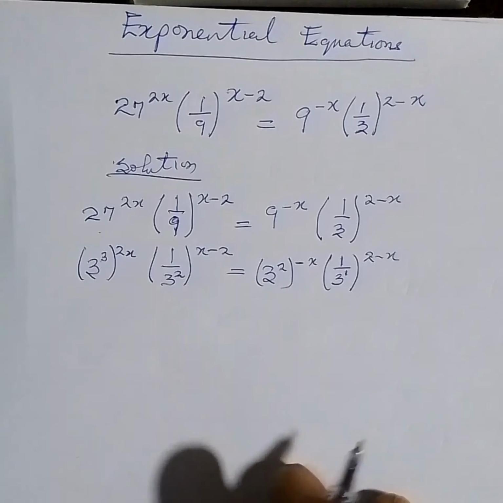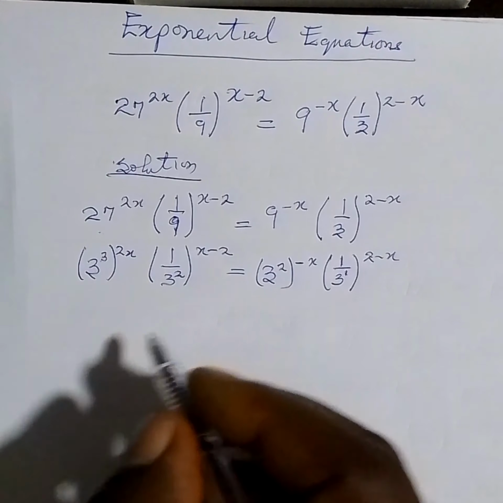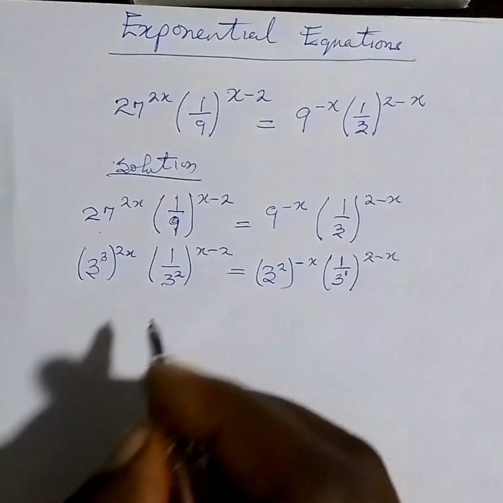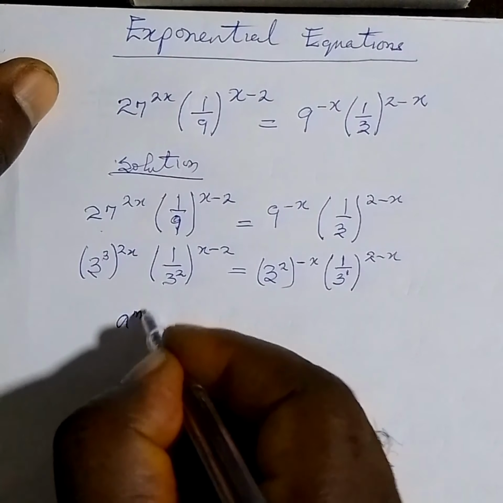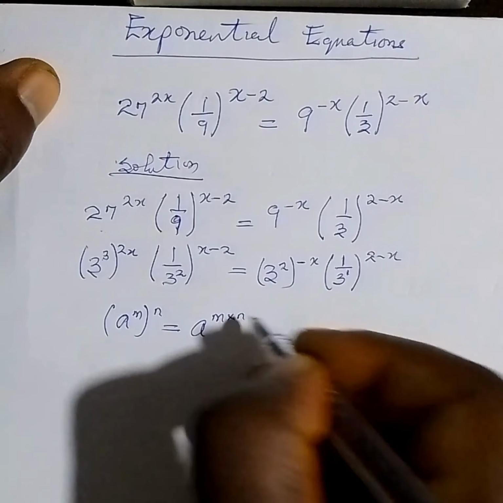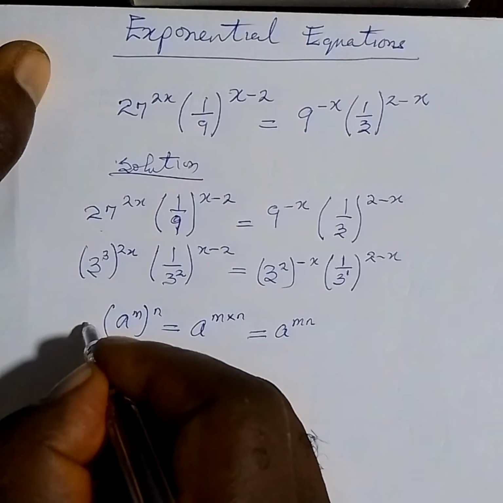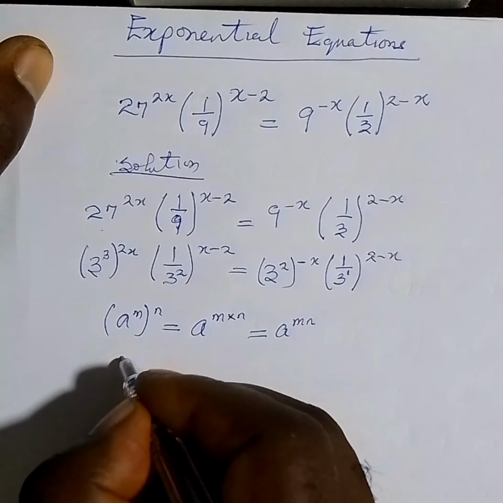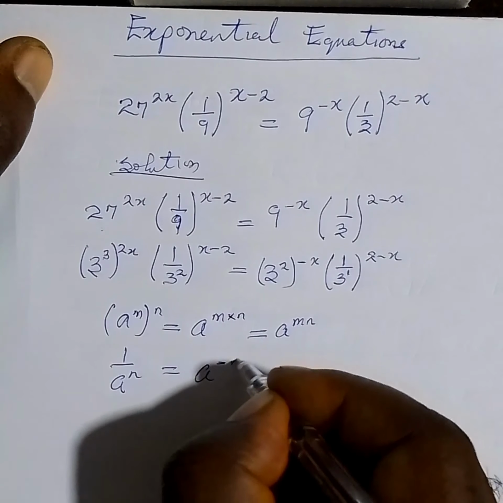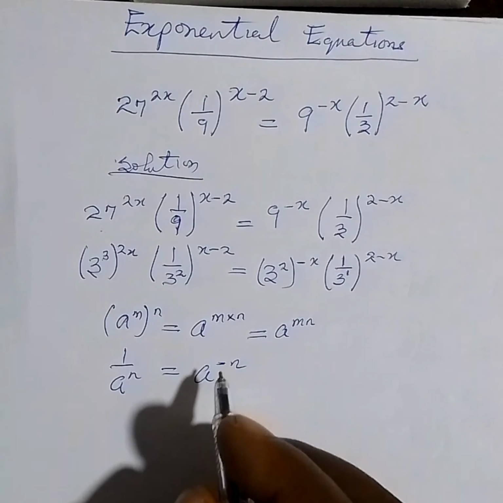Here we are going to combine two laws in simplifying this question further. The first one says that if you have a to the power of m, all to the power of n, this gives a to the power of m times n, which is a to the power of mn. The second law says that 1 over a to the power of n gives a to the power of minus n. We're going to apply these two laws to both sides of the equation.